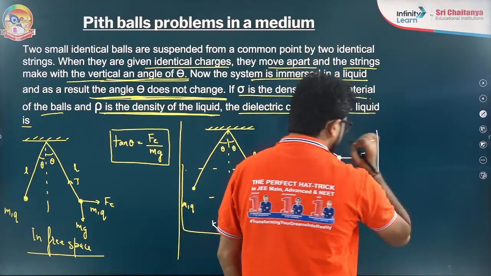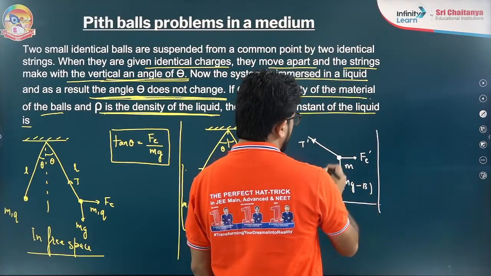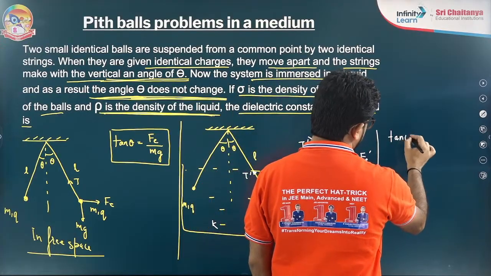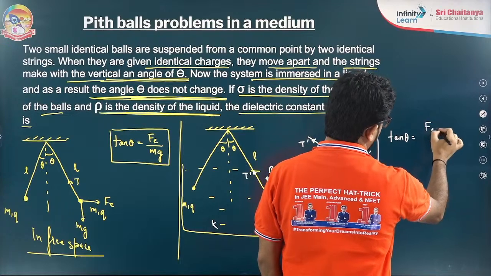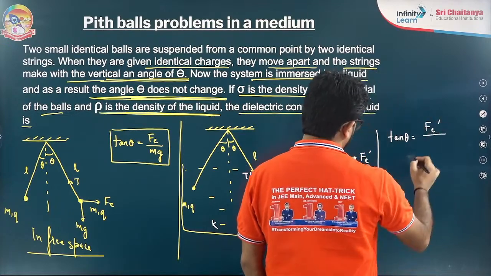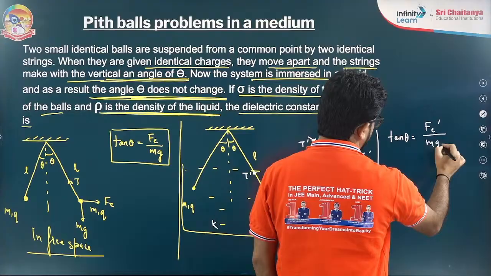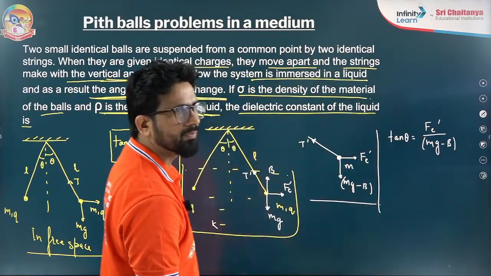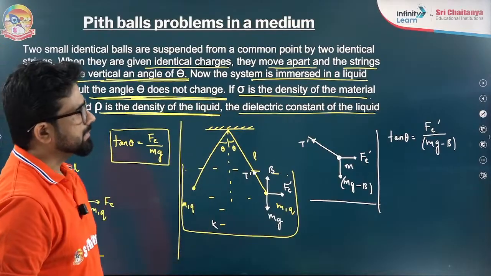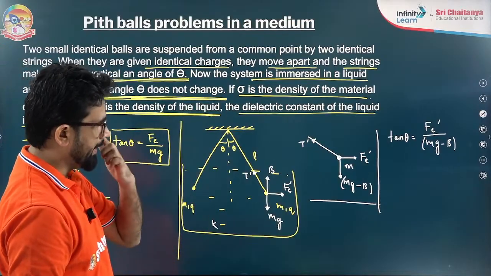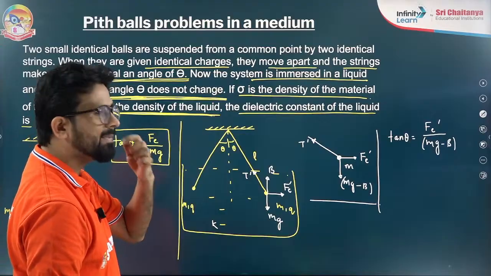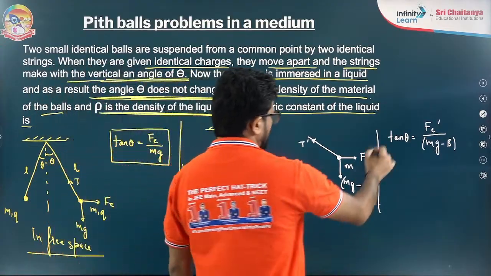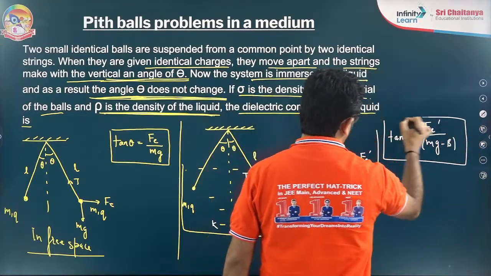Now try to understand it. Again we are saying that this angle is theta, theta is same. So what you will say? You will say that tan theta is equal to Fe prime divided by mg minus Bayon force. This is very basic. That is the tan theta. So in this part we can write like this.